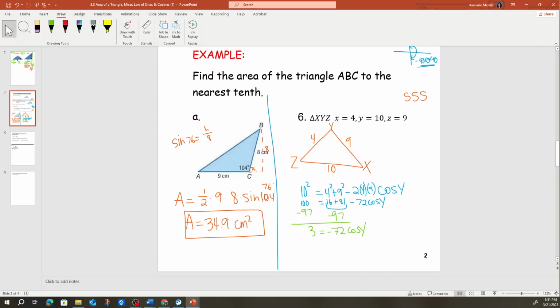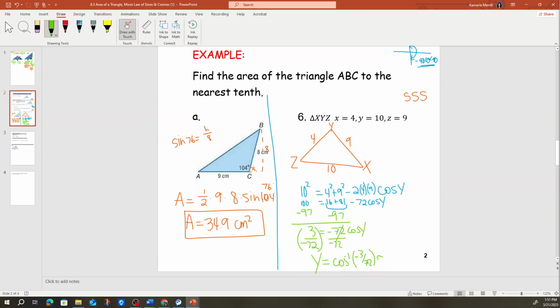Okay? I'm out of space, it looks like, darn it. I didn't leave myself a lot of space. Divide by negative 72. And then what's my last step to get my big Y completely by itself? Opposite of cosine. Cosine inverse. Yep, always using inverses. Negative 3 over 72. So you're doing the cosine inverse of negative 3 over 72.